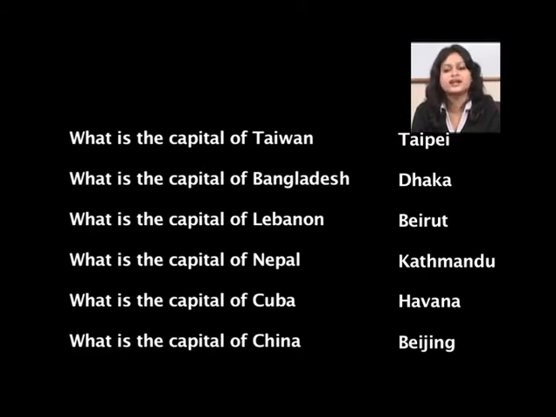Okay, the fifth one is, what is the capital of Cuba? The answer is Havana. And the last one, what is the capital of China? It is easy. Right, it is Beijing. Well done. So how was the last exercise? You've enjoyed it. I'm so glad to hear that. Now let's move on to our next pair of sounds, which is the O and the O sounds.